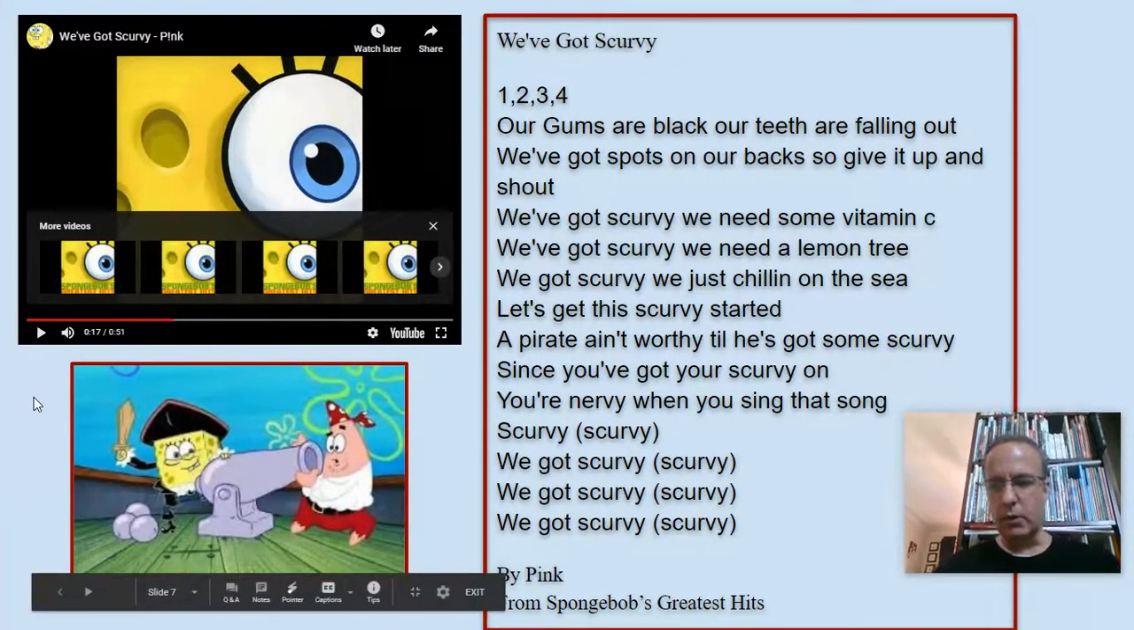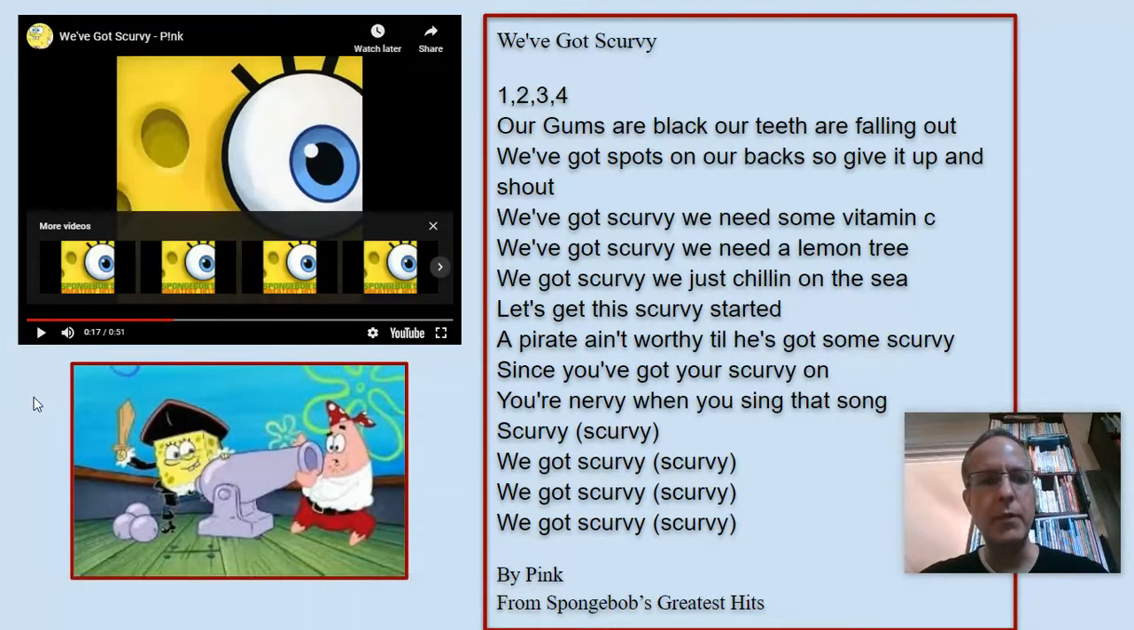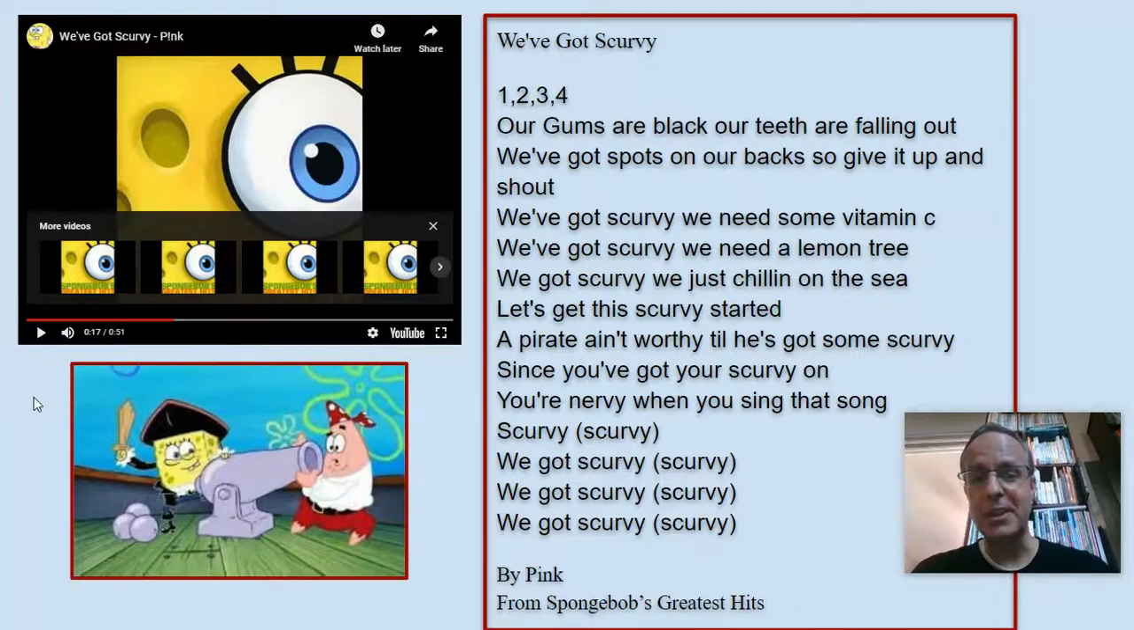Okay, so that's awkward for me to sit there through the whole song, but you can look it up if you want to relive the Scurvy song. But notice the lyrics. Some of the basic facts are there: vitamin C, lemons, teeth falling out, spots on the skin, and so on.